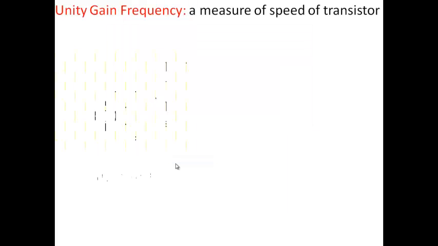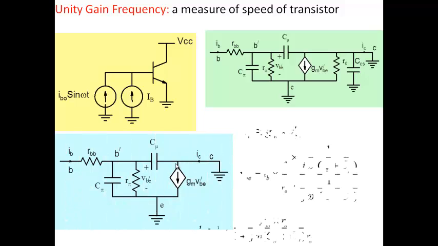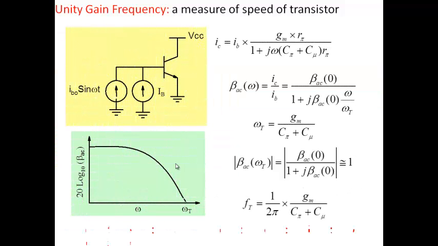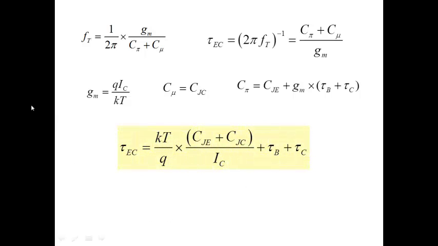And once you get a small signal model, you can calculate the unity gain frequency. And the unity gain frequency will tell us finally that it has all these terms here, tau B that you see here and tau C that you see here. So all these terms contribute to the unity gain frequency and the delay here. All right. So okay, let's stop.